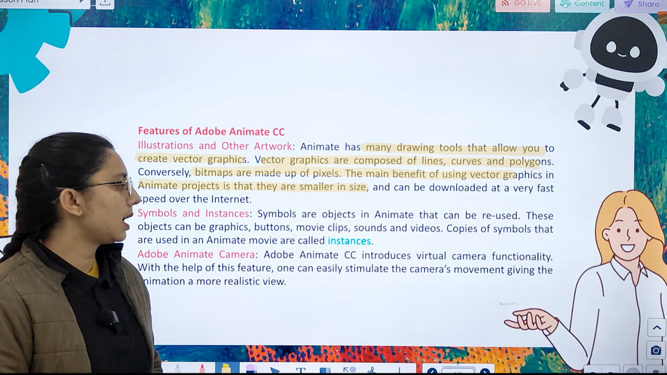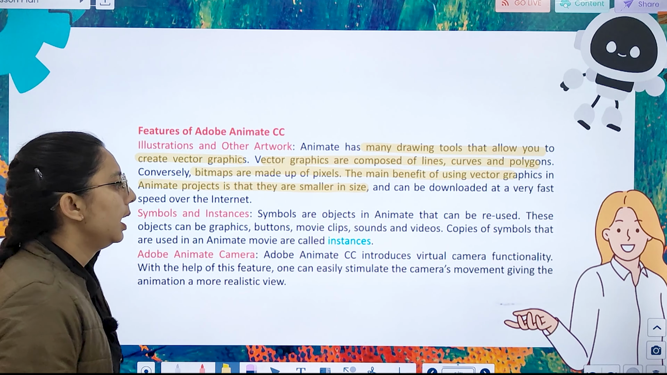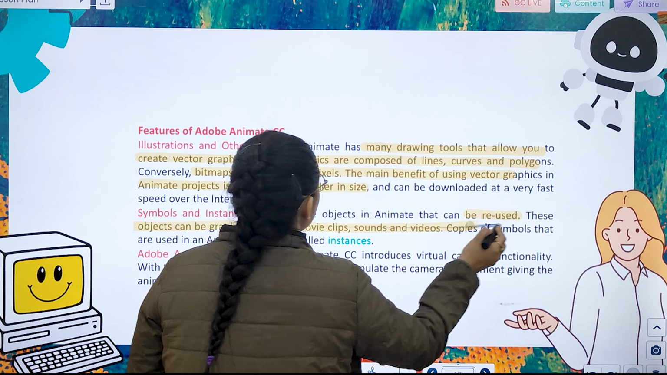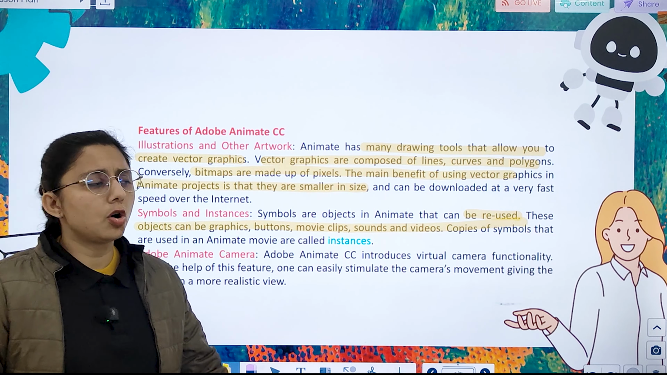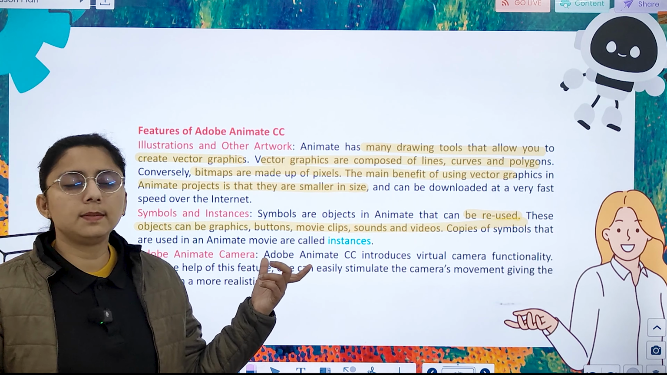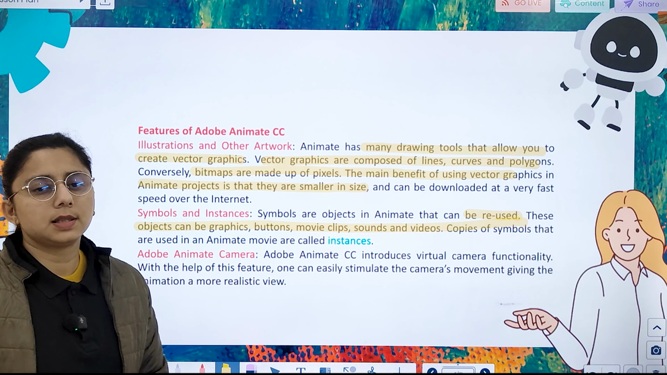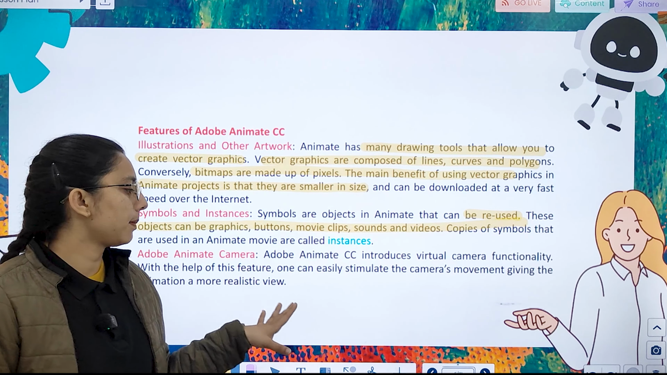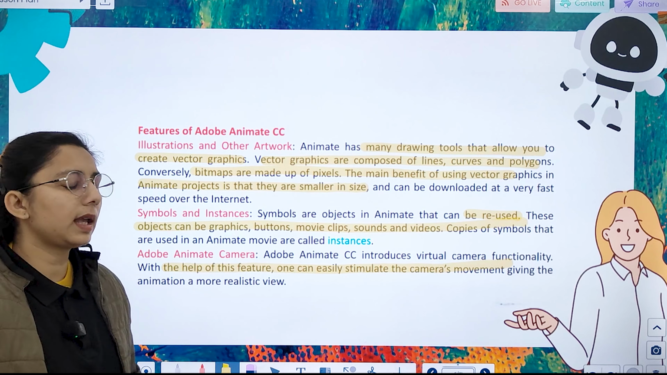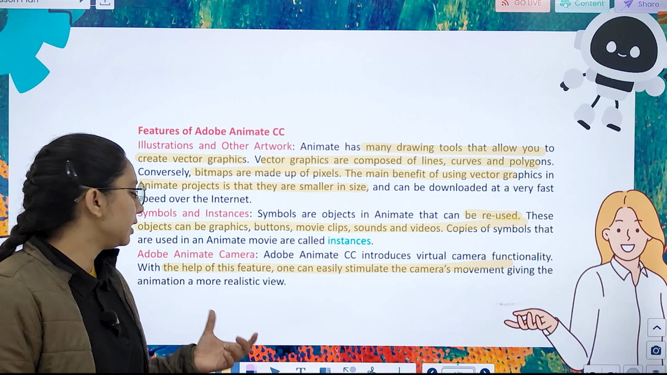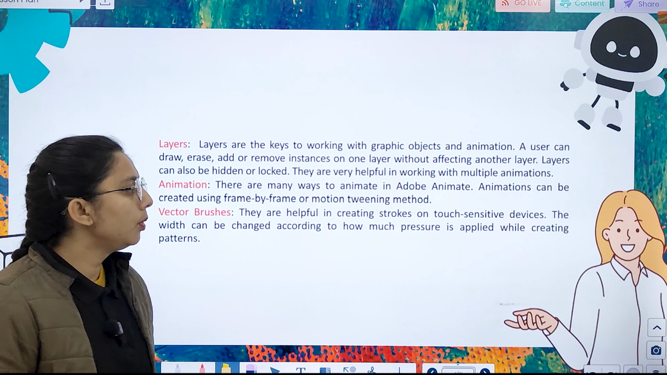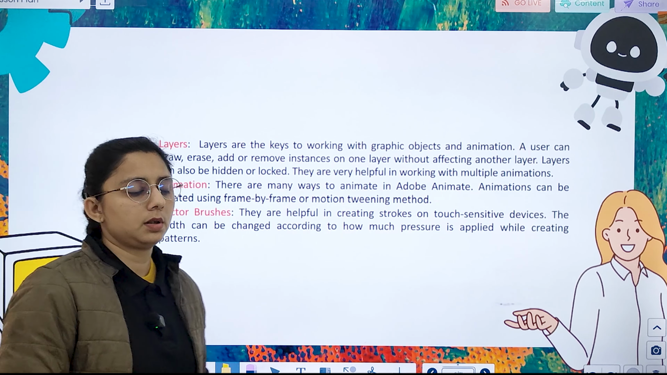Then symbols and instances. Symbols are objects in Animate that can be reused. These objects can be graphics, buttons, movie clips, sounds and videos. Copies of symbols that are used in an Animate movie are called instances. Then we have the Adobe Animate Camera, which is a virtual camera functionality. With the help of this feature, one can easily simulate camera movement, giving your animation a more realistic view.